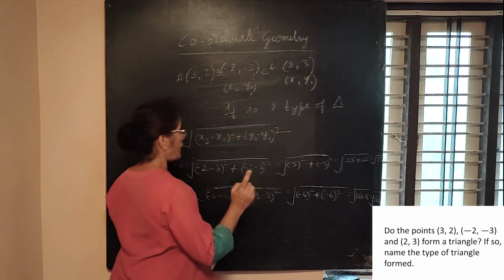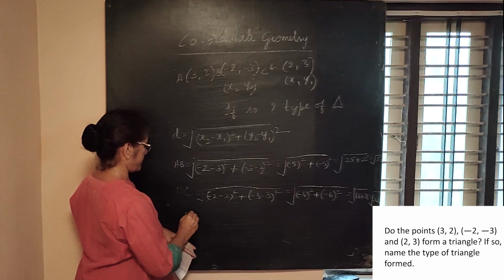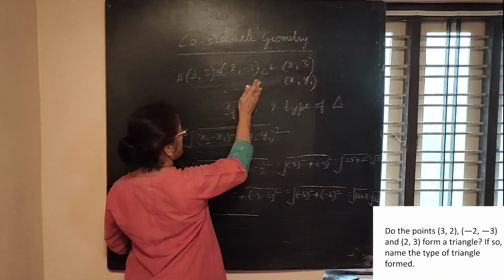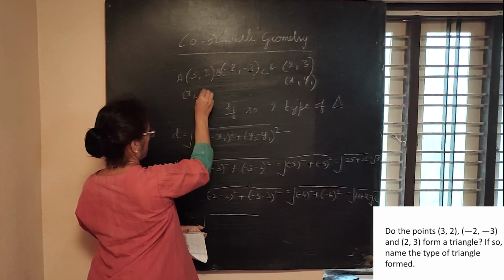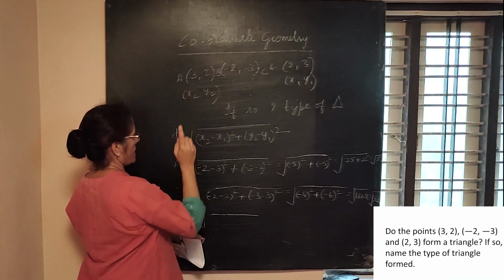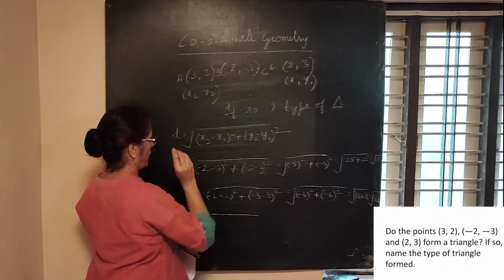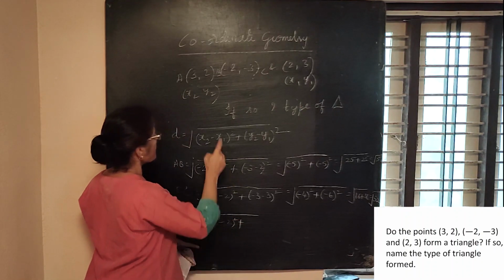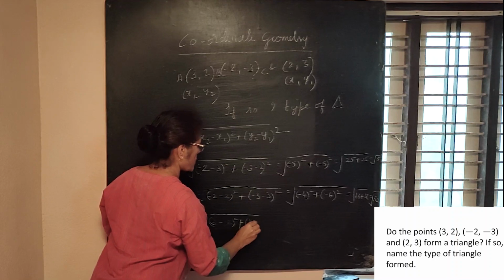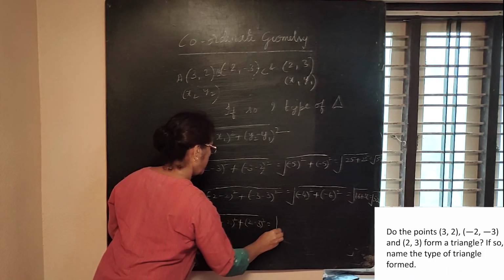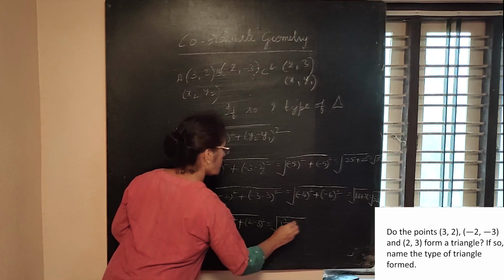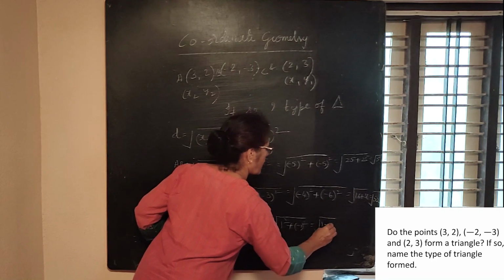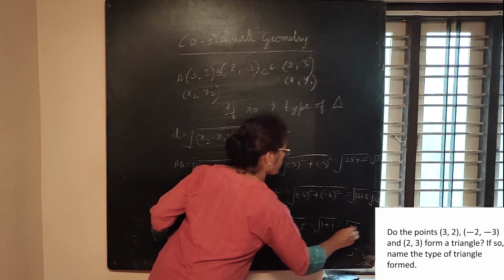Let it be. Now let me find AC. What is AC? Let this be x1, y1 and that x2, y2. d is equal to the square root of (3 minus 2) the whole square plus (2 minus 3) the whole square, which is the square root of 1 squared plus (-1) squared, which is the square root of 1 plus 1, which is the square root of 2.